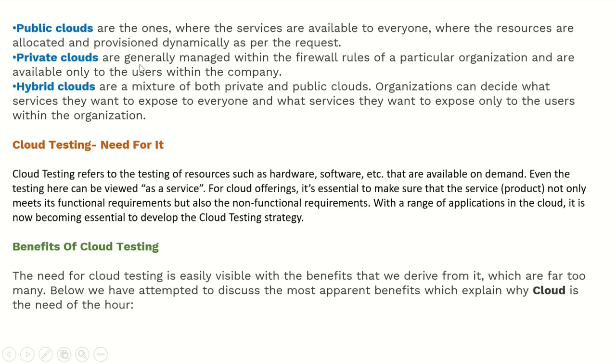So these services are available for everyone, okay, publicly. And private clouds are generally managed within the firewall rules of a particular organization, and are available only to the users within the company. Okay, these are private, not exposed to the internet or public. Hybrid clouds are a mixture of both private and public clouds. An organization can decide what services they want to expose to everyone and what services they want to expose only to the users within the organization. So this is called hybrid cloud.